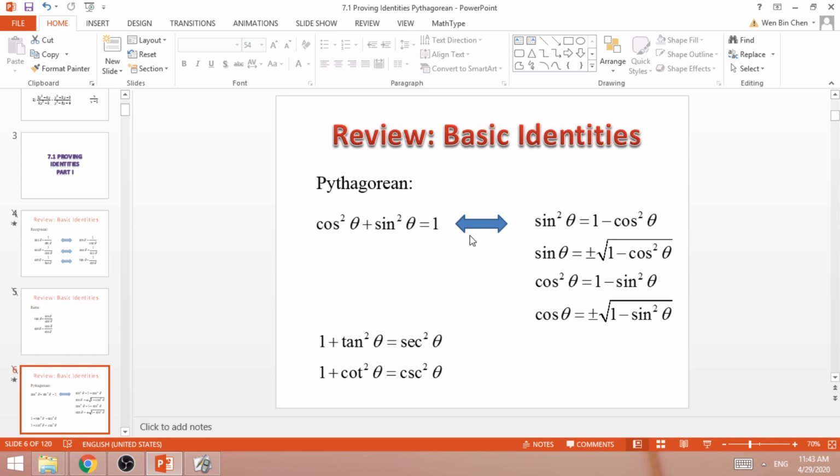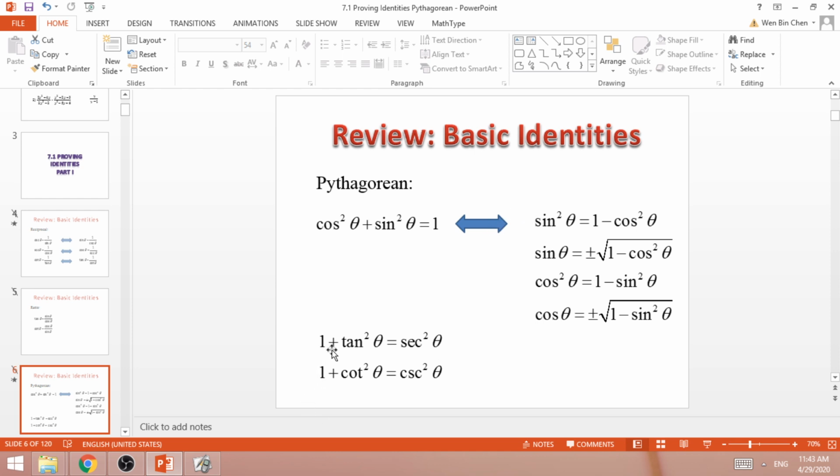And also we know the Pythagorean identity: cosine squared of theta plus sine squared of theta equals 1. That's the same as sine squared of theta equals 1 minus cosine squared of theta. Take the square root of both sides, because that's quadratic. That's why it turns out to be positive or negative on the right-hand side. And this one you can flip over: cosine squared of theta equals 1 minus sine squared of theta. Similarly, cosine of theta equals plus or minus the square root of 1 minus sine squared of theta. Those are the basic identities you need to recognize.